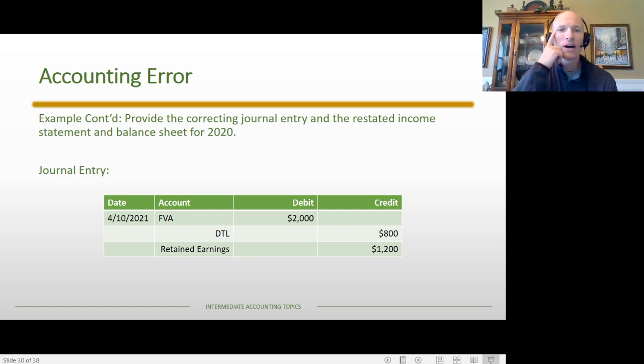All right, so again, the journal entry, just filling in the information that we have: the $2,000 debit to our fair value adjustment account, the $800 credit to the DTL, and the $1,200 credit to the retained earnings. Notice that the date is the date that we find the error and correct it. Sometimes errors can be quite difficult to understand their full effect, and so sometimes companies might take months to figure out how an error has affected their financial statements and the entry that they need to do. So this can be a long, drawn-out process at times.